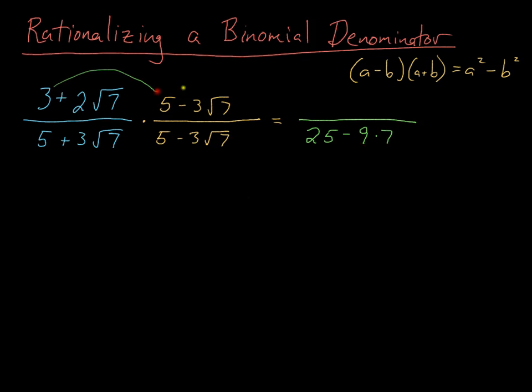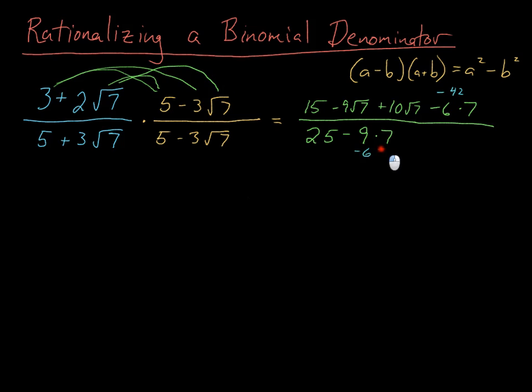So we have 3 times 5 is 15. 3 times negative 3 root 7 is negative 9 root 7. 2 root 7 times 5 is plus 10 root 7. And 2 root 7 times negative 3 root 7. Well, 2 times negative 3 is negative 6. And then root 7 times root 7 is 7. 6 times 7, this is negative 42 here. 9 times 7, that's negative 63.